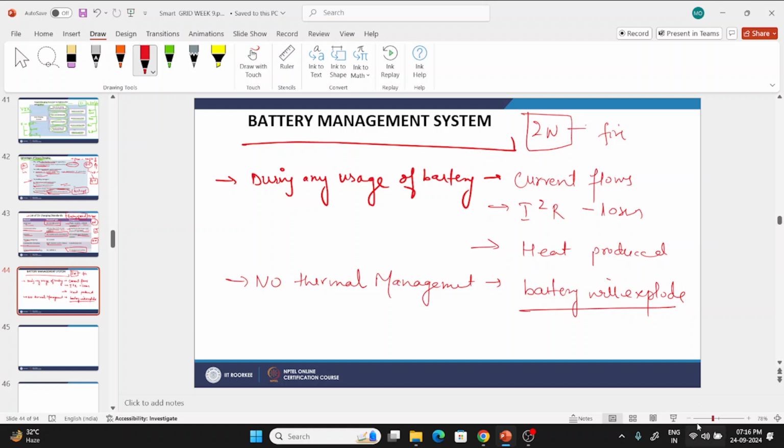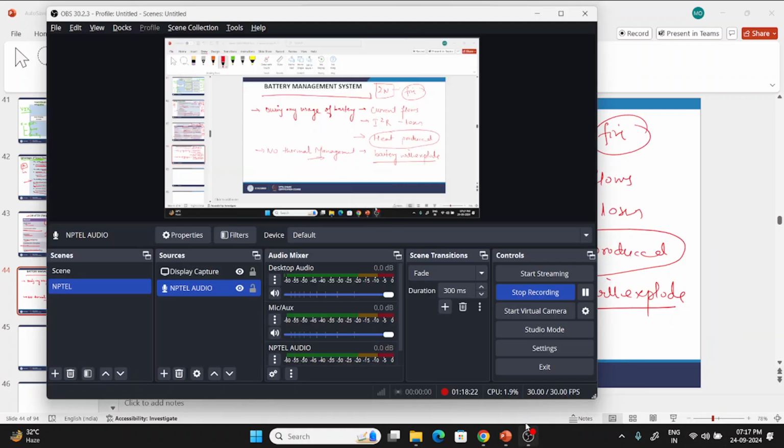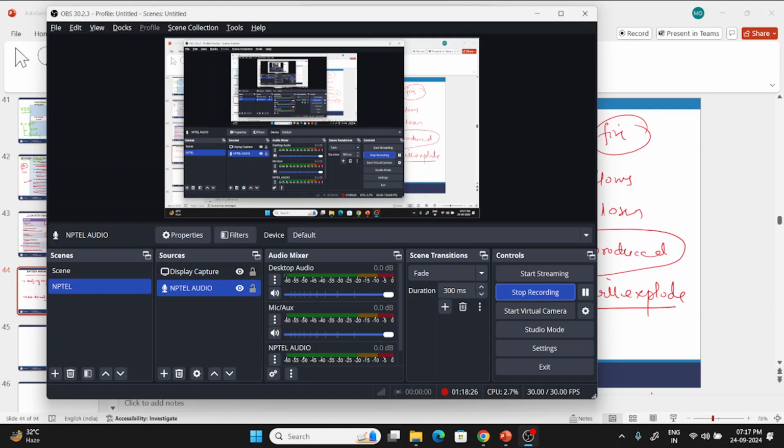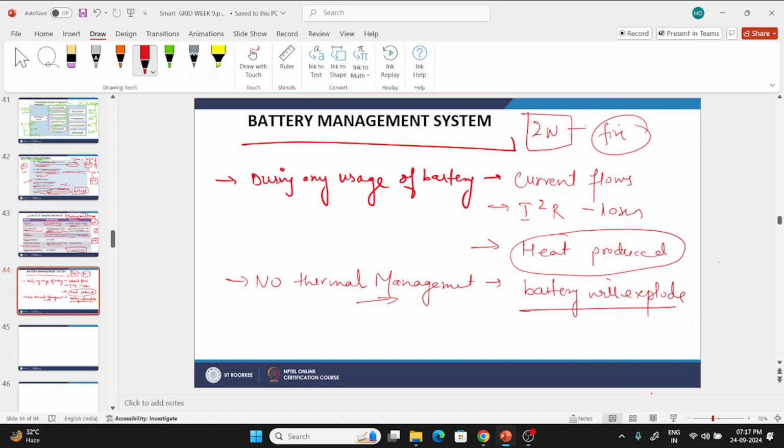So that's why thermal management, or the battery management system, is very much necessary.